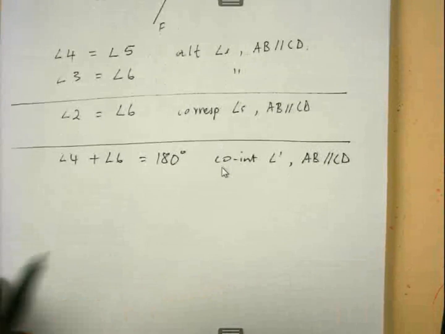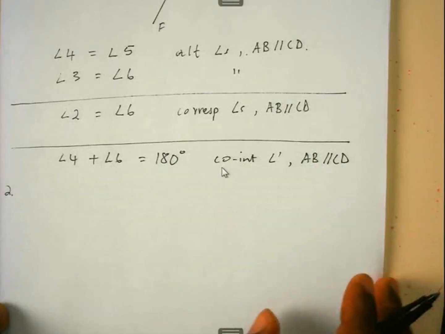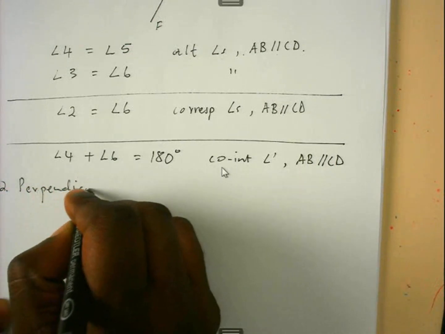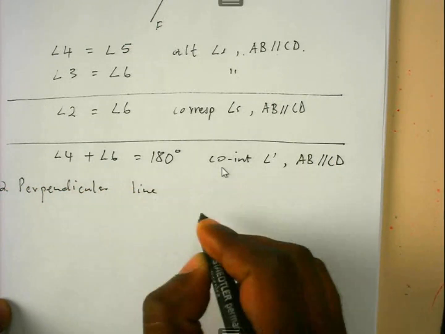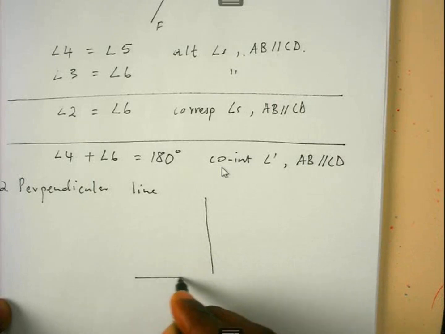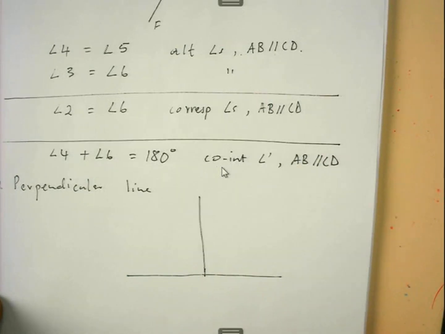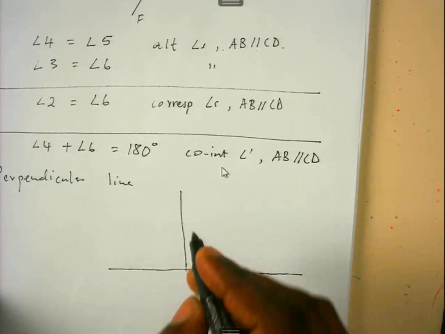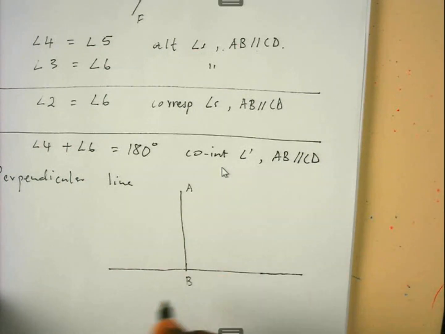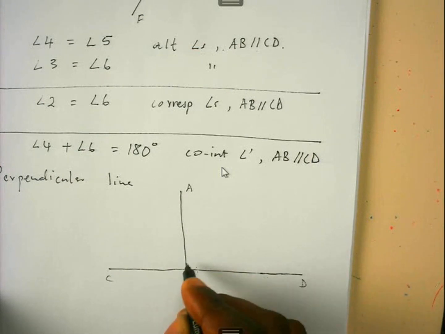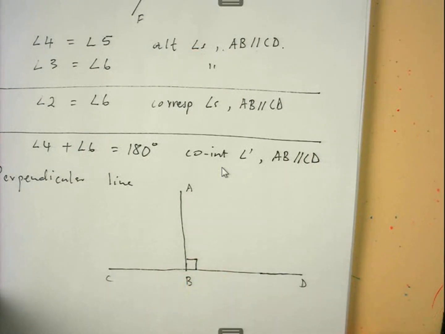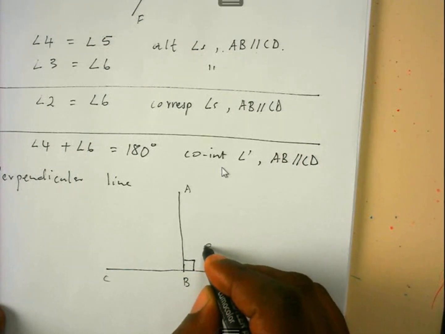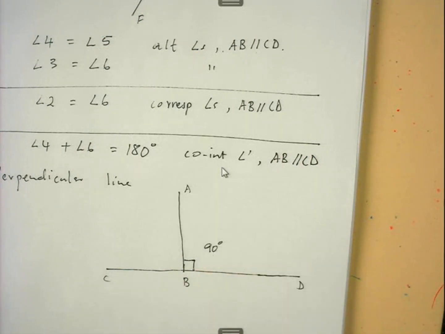Can I just secondly say something about perpendicular lines? Perpendicular lines. What do we know exactly about lines when they are perpendicular? When we say lines are perpendicular to each other, I'll draw something like this. When we say line AB and line CD are perpendicular, it means the angle there at the point of contact is a 90-degree angle. It is normally indicated by that sign.